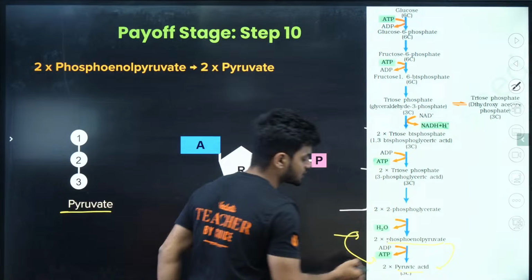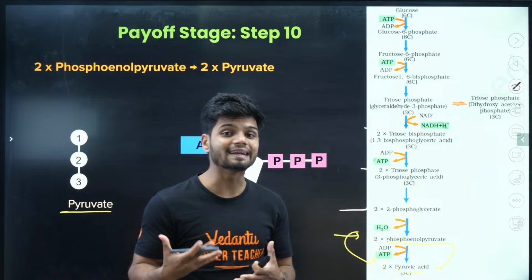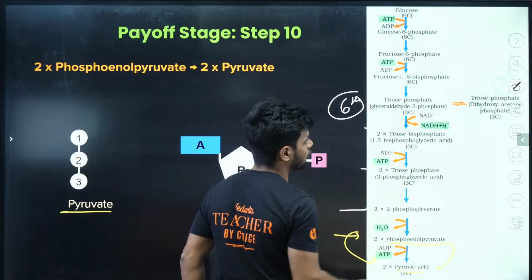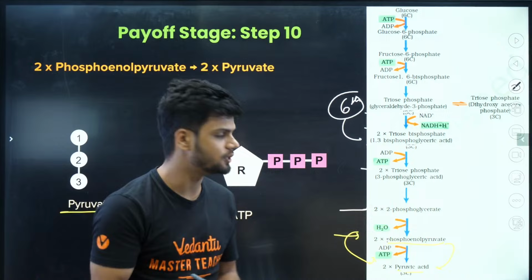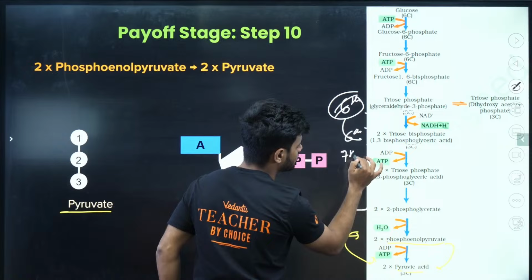The next question can be asked, in which step is NADH formed? Can anyone in the chat tell me in which step NADH is formed? Everyone should tell me NADH is formed in the 6th step here, sir. In the 6th step, NADH is formed. That is, your PGA is getting converted to 1,3 bisphosphoglycerate, NADH is formed. Sir, but where is ATP formed? ATP is formed in your 7th step. This is the 6th step. ATP is formed in your 7th step as well as the 10th step.